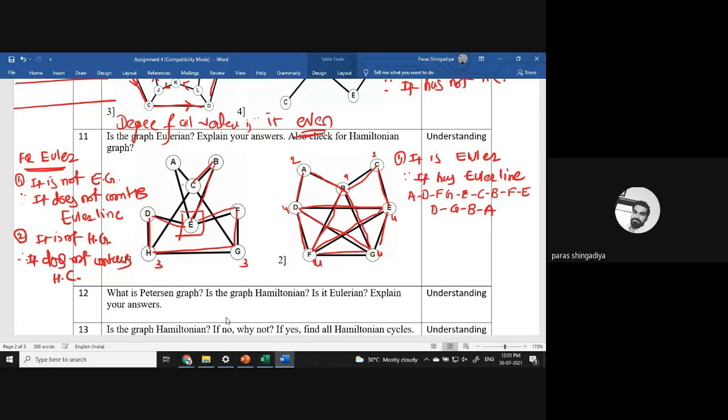Clear? In an Euler line, you can repeat vertices to cover every edge exactly one time, but no edge should be repeated, and that we have verified. Now the second one is also a Hamiltonian graph. Just move on the boundary only, start like this, and you can easily reach back to A again. So it has a Hamiltonian circuit, and the circuit is A, D, F, G, E, C, B, and A. That's it.